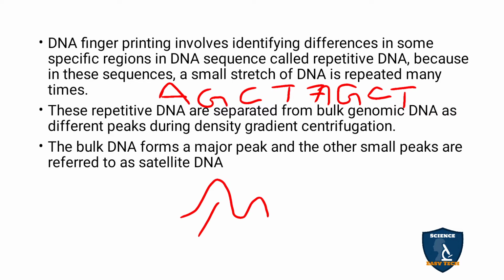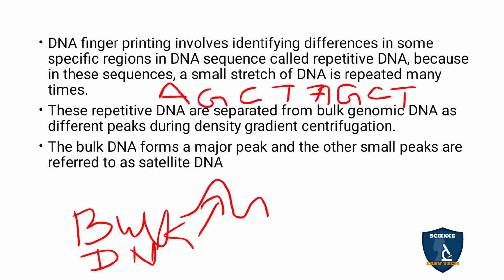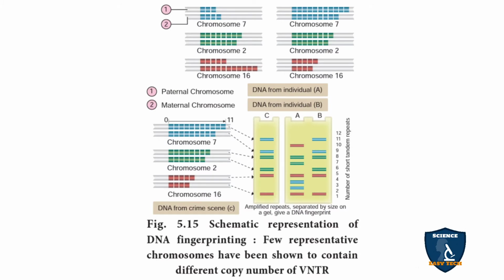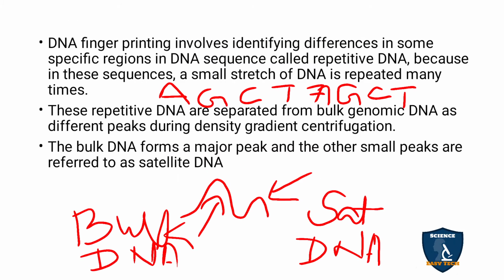While centrifuging, you get two peaks. The major peak is called bulk DNA. The small peak is called satellite DNA. We can call it SAT DNA also, but it is satellite DNA.